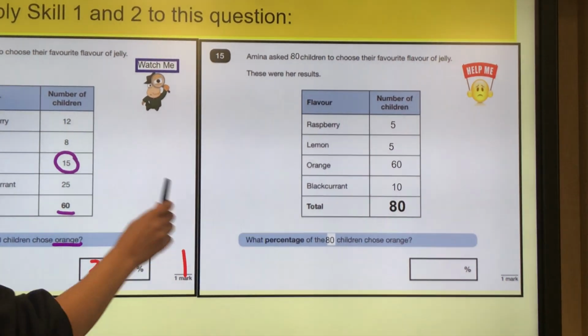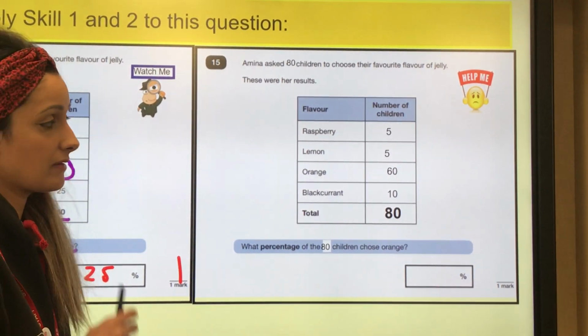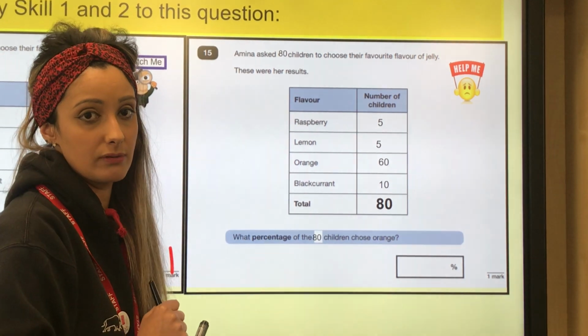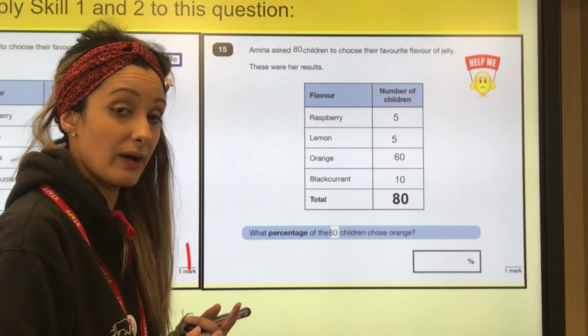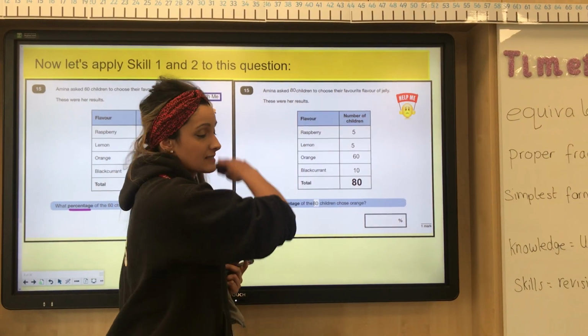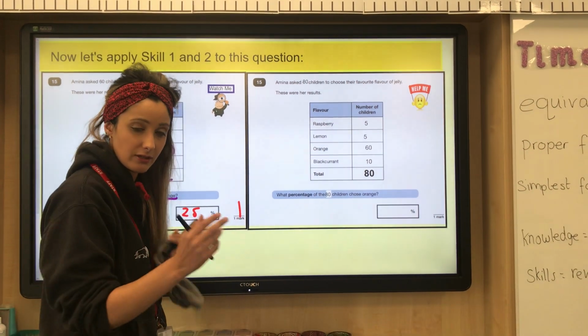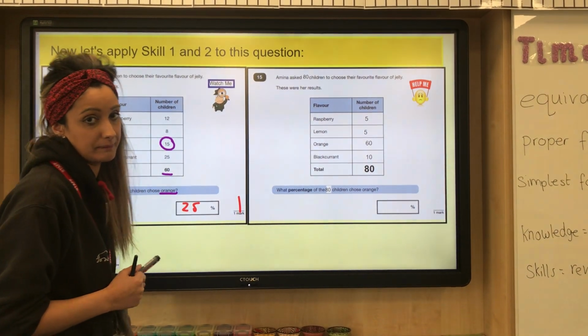So again, I've kept the same style of the question. The only thing I've changed are the numbers. So it's applying that skill in the same way. It's not a different question. It's just that same skill. So have a go at that, because I'd ask children to help me with that particular skill. Have a go.